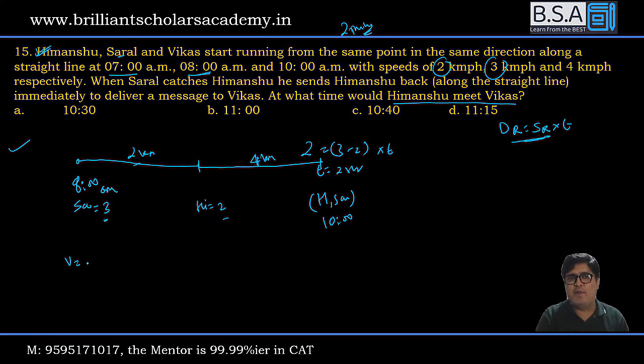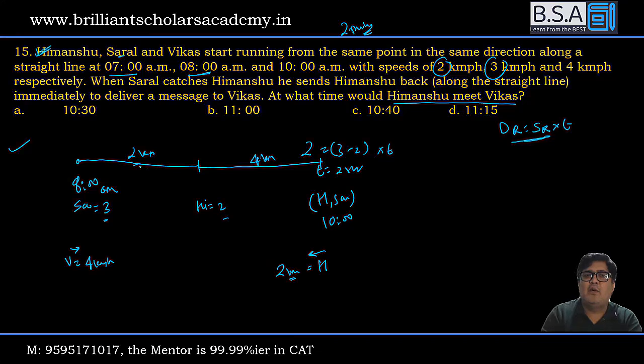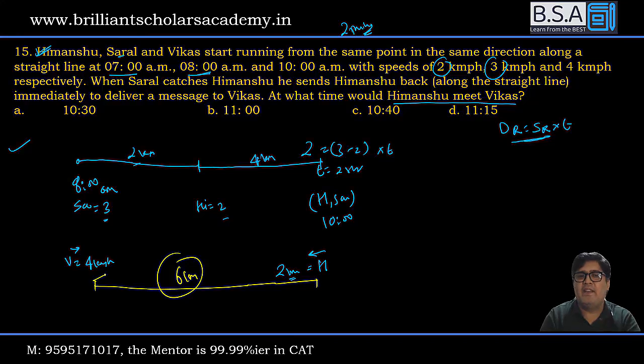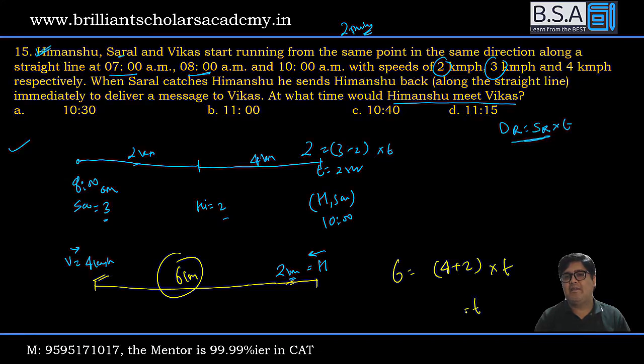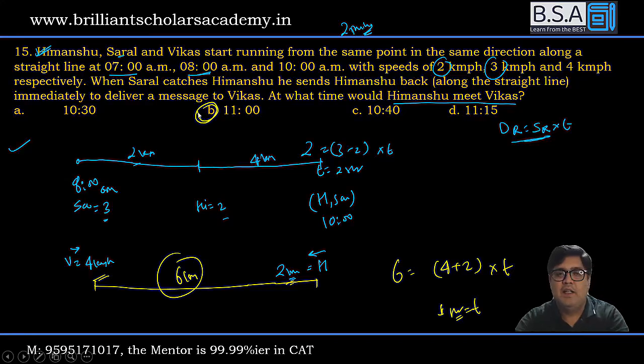विकास travels at what speed? 4 kmph. अभी Himanshu is returning. Himanshu is returning back at what speed? At 2 kmph. So how much time will they take to meet? अभी देखो, what is the gap between them? The gap between them is 6 kilometers. A very easy question. 6 kilometers they need to complete. What is their combined speed? Opposite direction speeds are added. 6 kilometers with a combined speed of 6. How much time will it take? It will take 1 hour. So beta, after 10 o'clock, when will they meet? 11 o'clock.